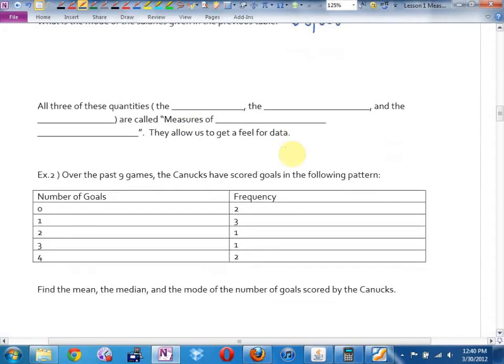All of these quantities, the mean, the median, and the mode, are called measures of central tendency. They're numbers that tell us how close to the middle of the data we are. Whether it's the mathematical middle, average, whether it's the physical middle, median, or whether it's the biggest group, mode.